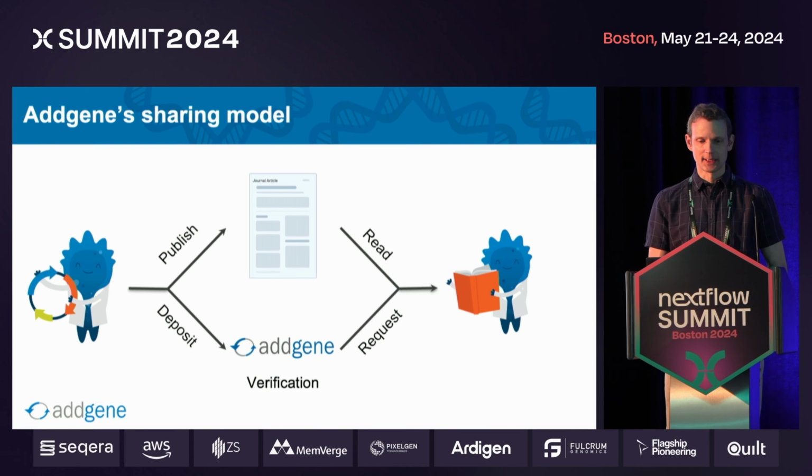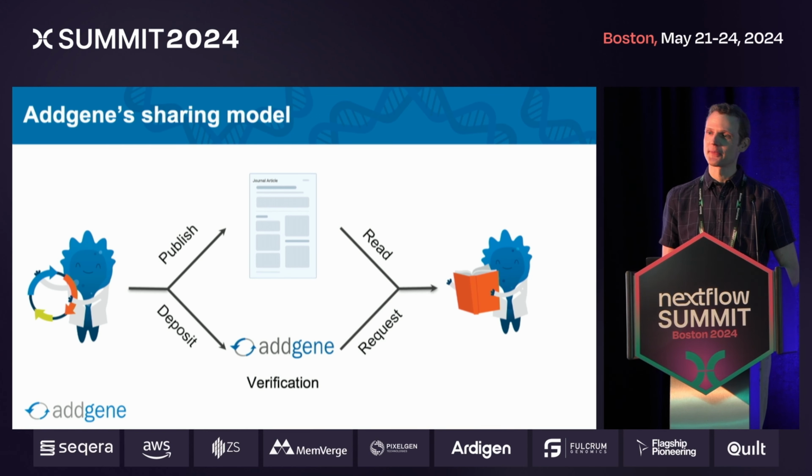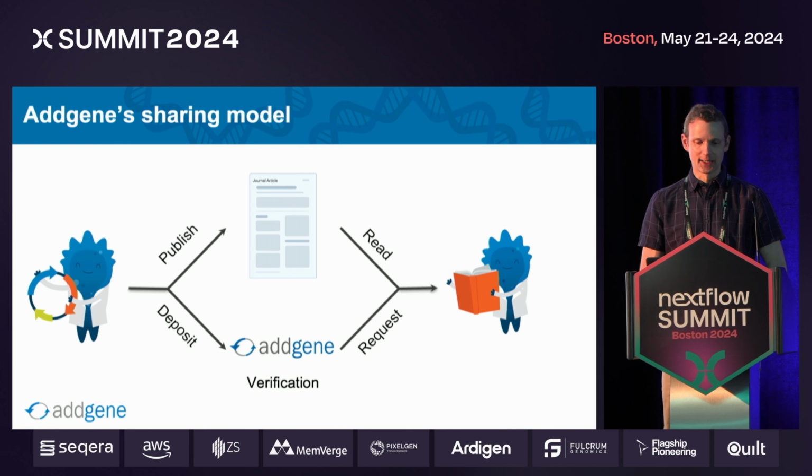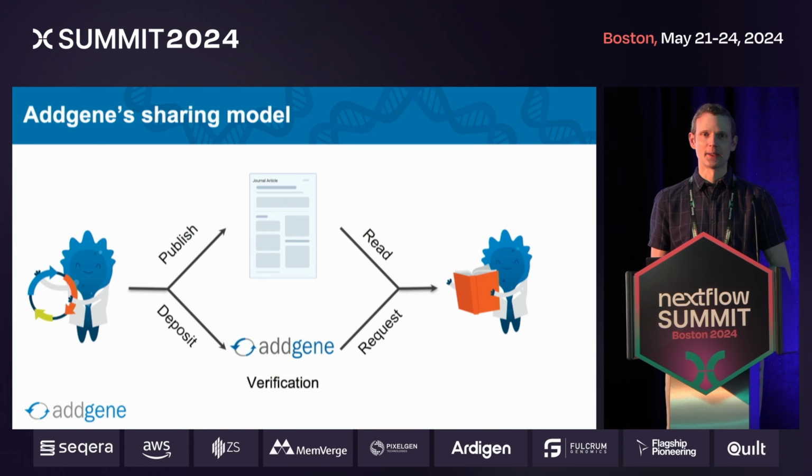Then the next part of the model is when other scientists read that publication, they can come to our website, they can find that material, and they can request it from us. It only takes a few days on average, from placing an order to getting it in their lab. So our model really saves time for everyone.